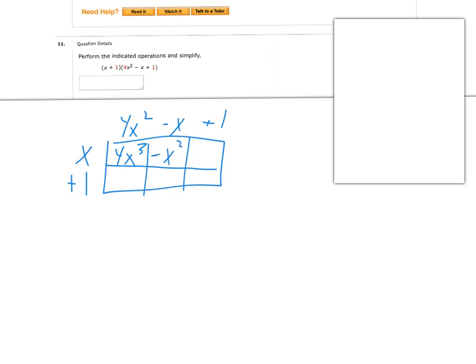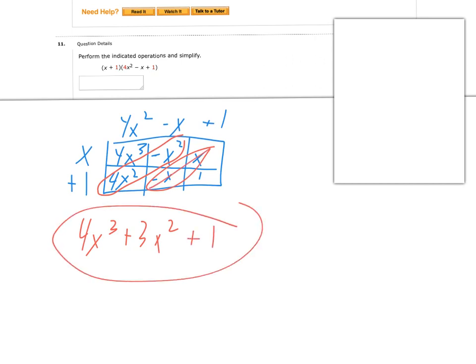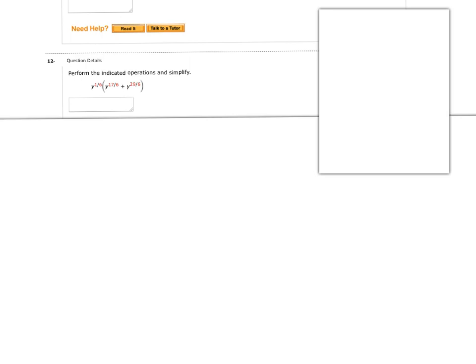I'm just multiplying to fill this out. And this will be 4x squared, negative x, and then 1. And then I just combine the like terms to write my answer. So I get 4x to the third. These two will combine to give me a 3x squared. These two will actually cancel out, and then this one will give me plus 1. So there you go.